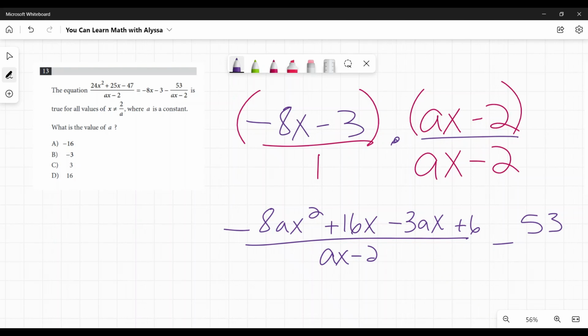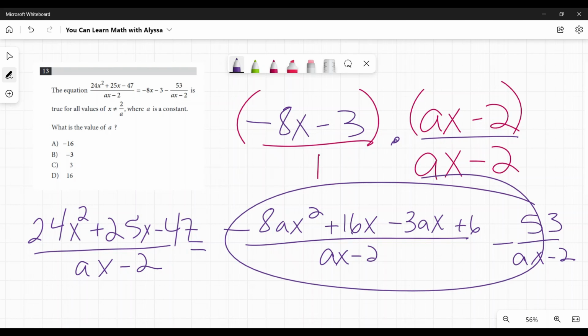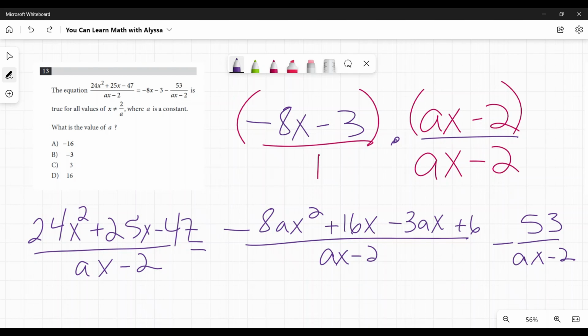And then over here, I'm just going to bring down the other components of this. That's the 53 over ax minus 2. And that's equal to 24x squared plus 25x minus 47, all over ax minus 2. Okay, since on the right-hand side they now have the same denominator, we can combine things, because I can do that with fractions. So I'm going to combine it. Yay! There we go, minus 53.